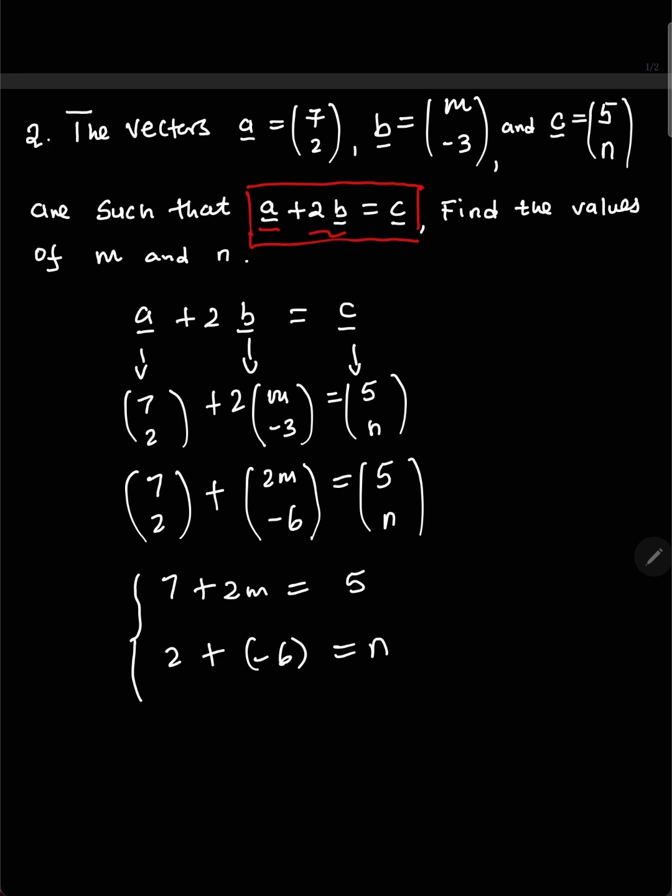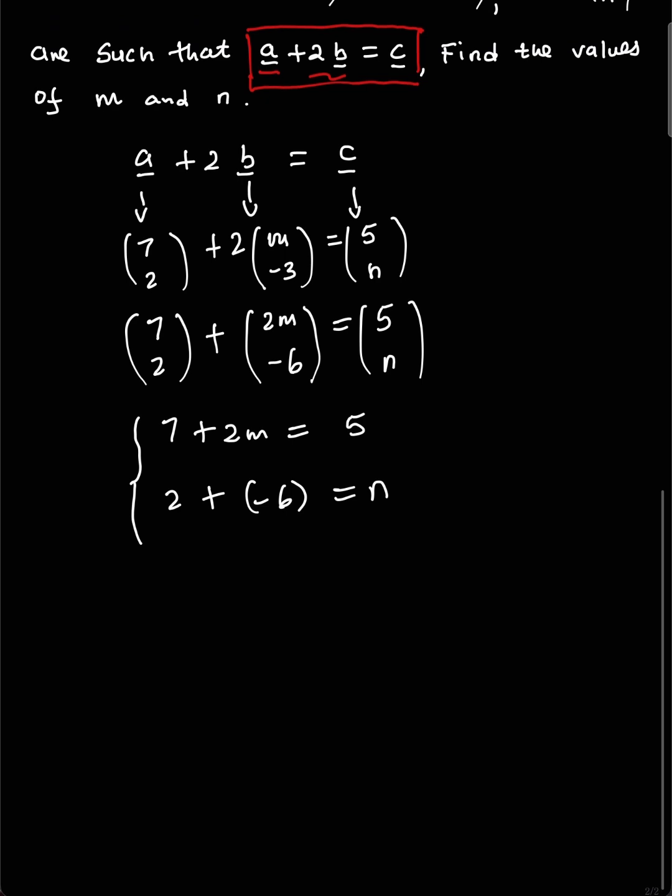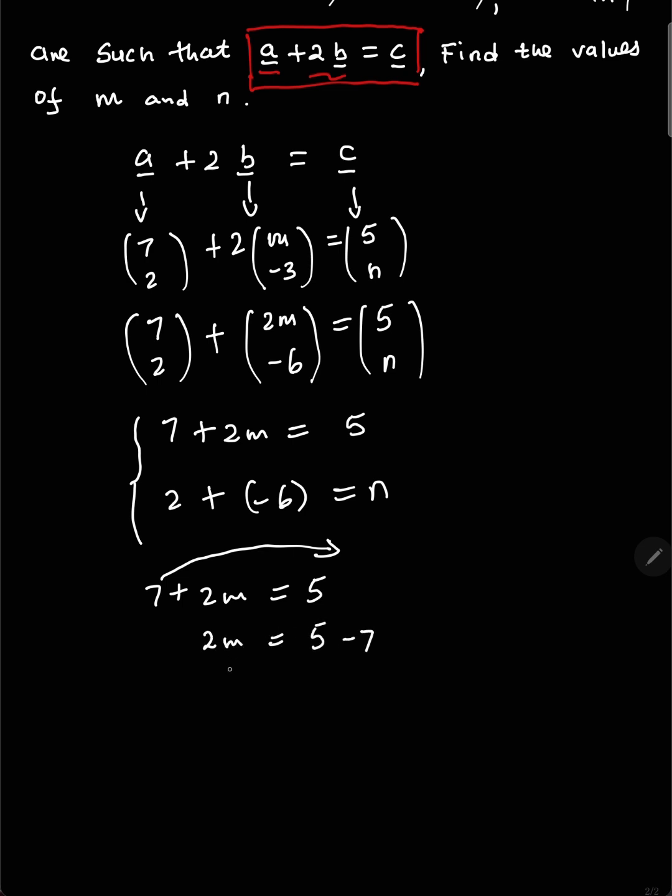And you can see we now have two equations which we can easily solve. So how do we solve these equations? It's pretty easy. So I'll start with the first one. 7 plus 2m equal to 5. How do I solve this equation? So 7 should cross the equal sign. It becomes negative. So we're going to have 2m equal to 5 minus 7. So 2m is equal to 5 minus 7, which is negative 2. And to find the value of m, we need to divide both sides by 2. So you can see that m is equal to negative 1. So that is how we could have solved for m here.